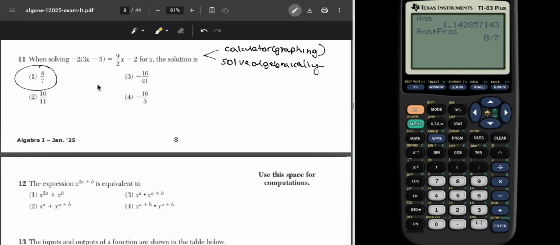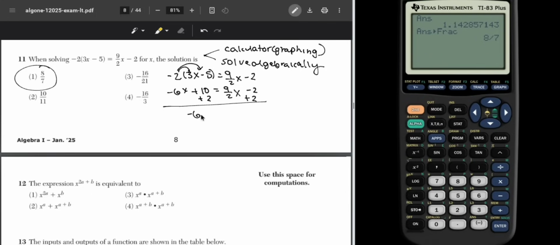Now, say this was open-ended and they asked me to solve it algebraically. How do I do that? So, the first thing that you're going to do, rewrite your equation. I'm going to distribute on this side. So I'm going to get negative 2 times 3x is negative 6x. Negative 2 times negative 5 is 10. Equal to 9 over 2x minus 2. I'm trying to isolate x. So first thing I'm going to do is add 2 to both sides.